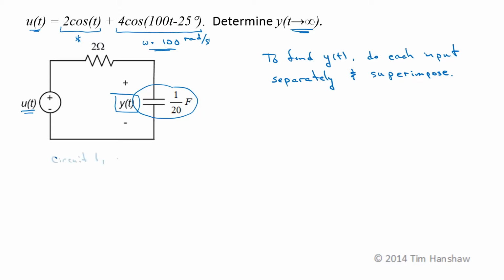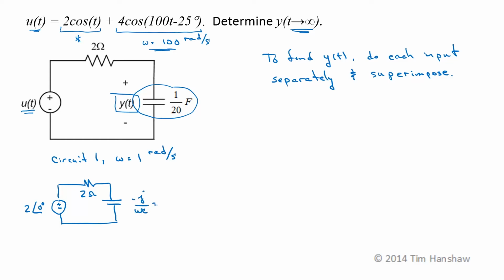So circuit 1, for omega is 1 radian per second, we convert the circuit to the frequency domain. This phasor is 2 at an angle of 0 degrees. The impedance of the resistor is always just its resistance, so that's 2 ohms. The impedance of the capacitor is minus j over omega C, so with omega 1 radian per second and C 1 over 20, this becomes minus j20 ohms. And this will be the output phasor y1.